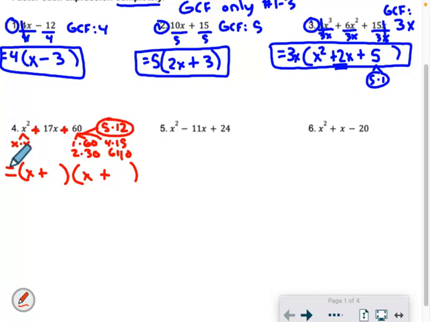So we need the 5 and the 12, because 5 times 12 is 60, but 5 plus 12 is 17. And you could have the 5 and the 12 in there backwards.